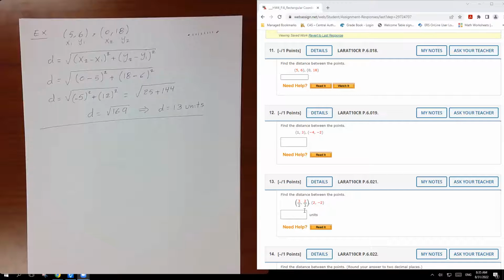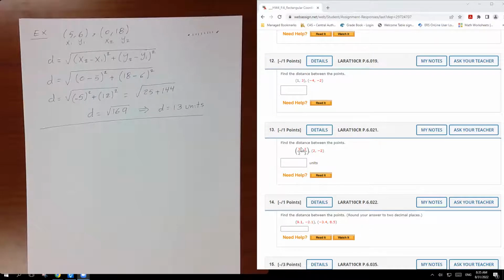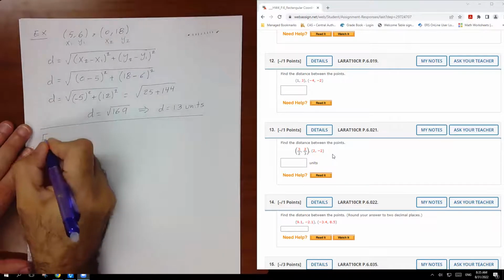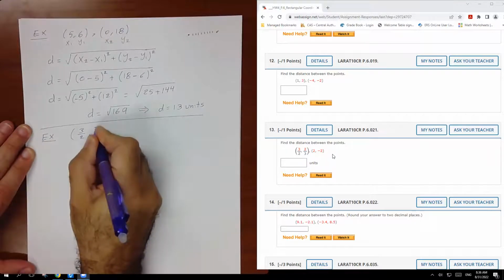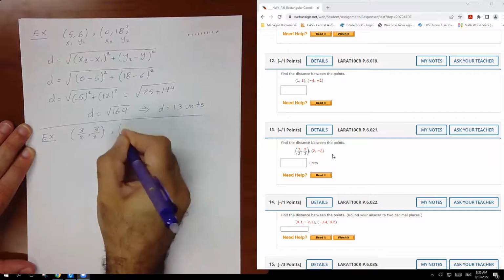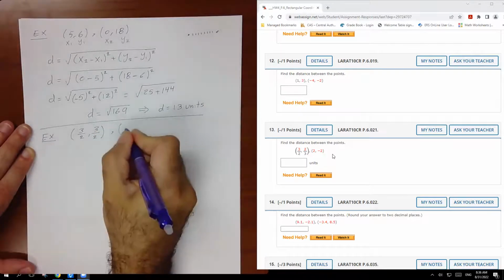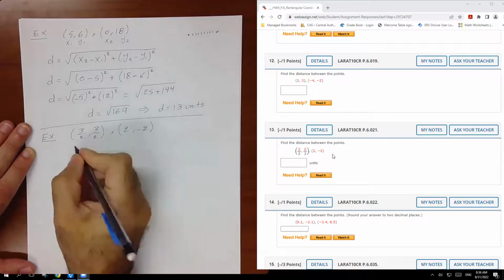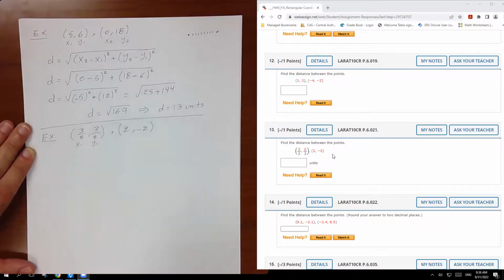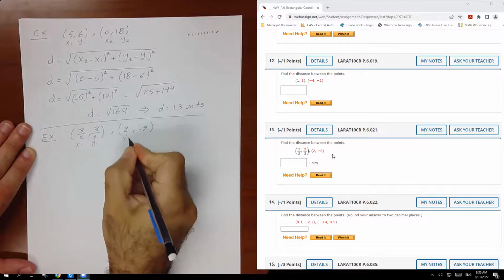Let's do this example. Find the distance between, because now we have fractions, 3 over 2, 3 over 2, and the second point, 2, negative 2. So we're going to refresh our memory about how to add fractions. The first point is 3 over 2 and 3 over 2, and the second point is 2, negative 2. Let's find the distance between these 2 points. So this is x1, y1, x2, y2.